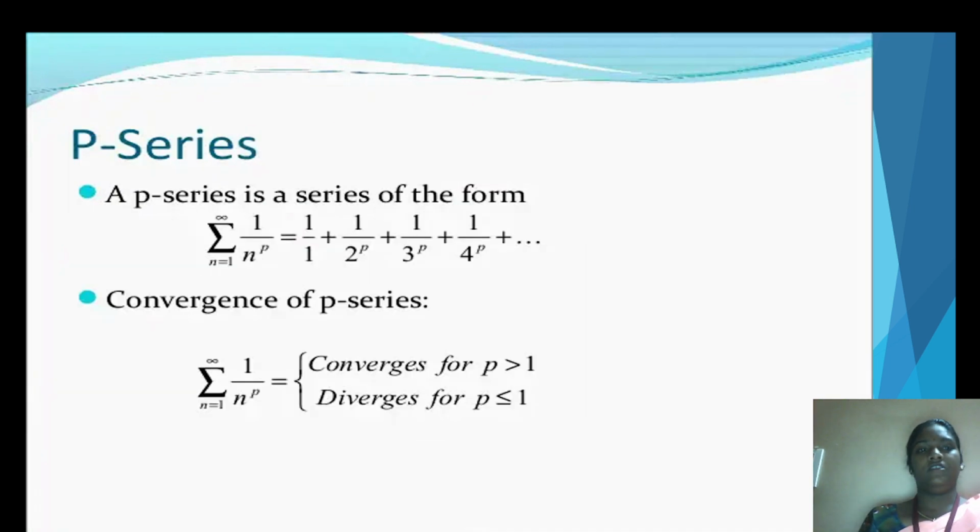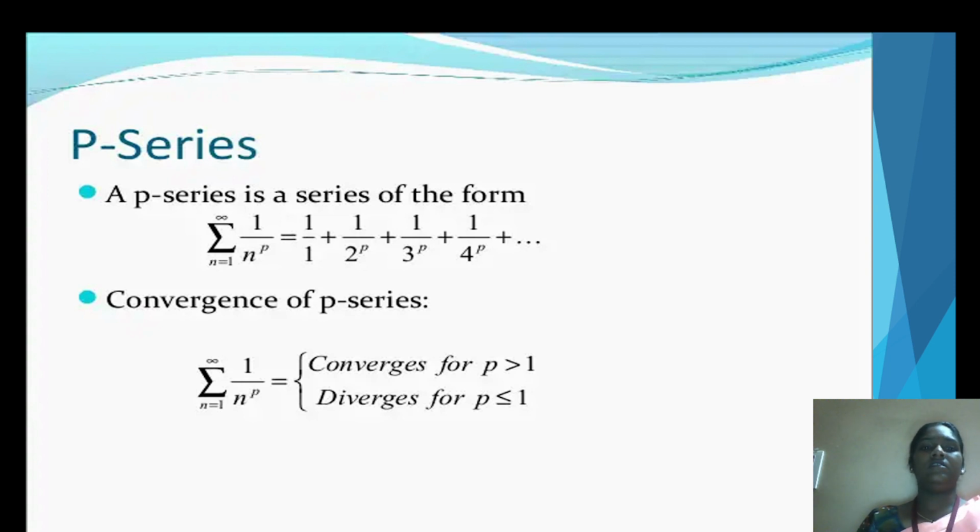Next, we are going to learn about the P series. In certain cases, not all problems will be in the form of a geometric series; their common ratios may also vary. If that is given, we can solve this type of problem by using the P series. A P series is of the form summation n equals 1 to infinity of 1 by n power p. If you substitute n as 1, you get 1 by 1. If you substitute n as 2, you get 1 by 2 power p. If you substitute n as 3, you get 1 by 3 power p, and so on.